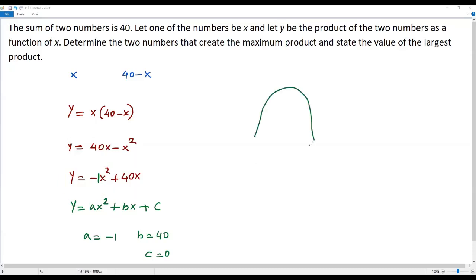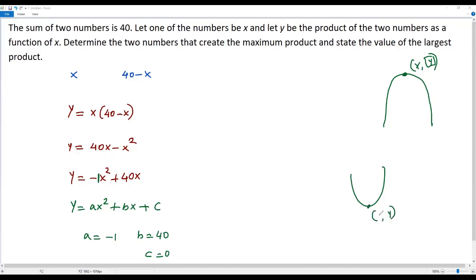It is like this. Open downward parabola. Whenever we get an open downward parabola, we have the maximum value at the vertex. Let's consider the vertex x comma y. Here y represents a maximum value. If the parabola opens up, then we get a minimum value at the vertex. The minimum or maximum value is always given by the y coordinate at the vertex. If the parabola opens down, we get only the maximum value, which is the y coordinate at the vertex.